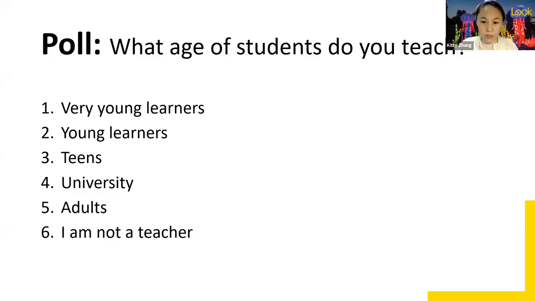Okay, and let me share the result. So yeah, we have about half of you teaching young learners and also half of you teaching teens. We still have some teachers teaching university students and some very young learners. Great. All right.